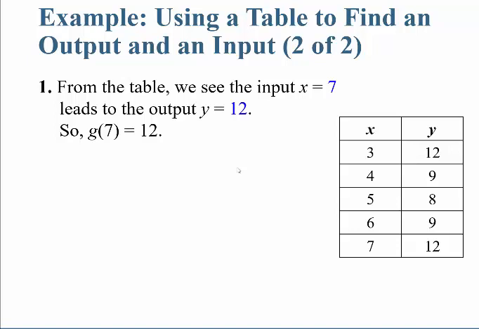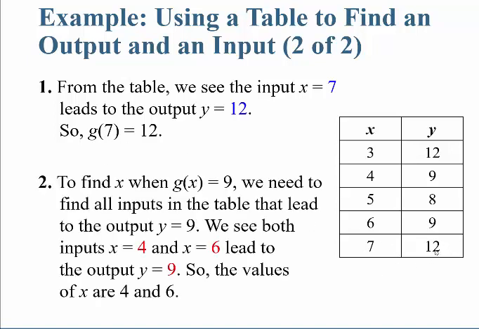From the table, when I'm asking you to find g of 7, the input is 7. So I'm going to find 7 on the table, and that leads to the output. What is the value of the function evaluated at 7? It's just 12 right over here.